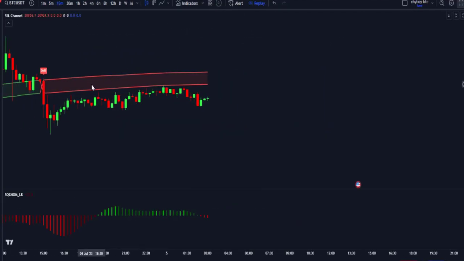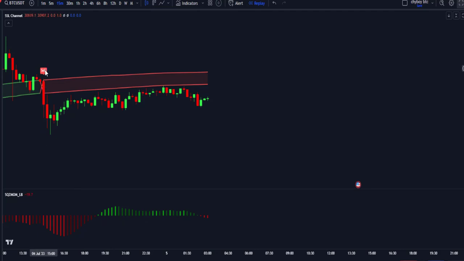Here is a possible example of how you can enter a sell trade using the SSL Channel indicator and the Squeeze Momentum indicator. For instance, you are looking at a 15-minute chart of BTC/USDT, and you see that the SSL Channel indicator is red, indicating a downtrend. You also see that the Squeeze Momentum indicator has black crosses on the zero line, indicating that the market is in a squeeze and preparing for a breakout.